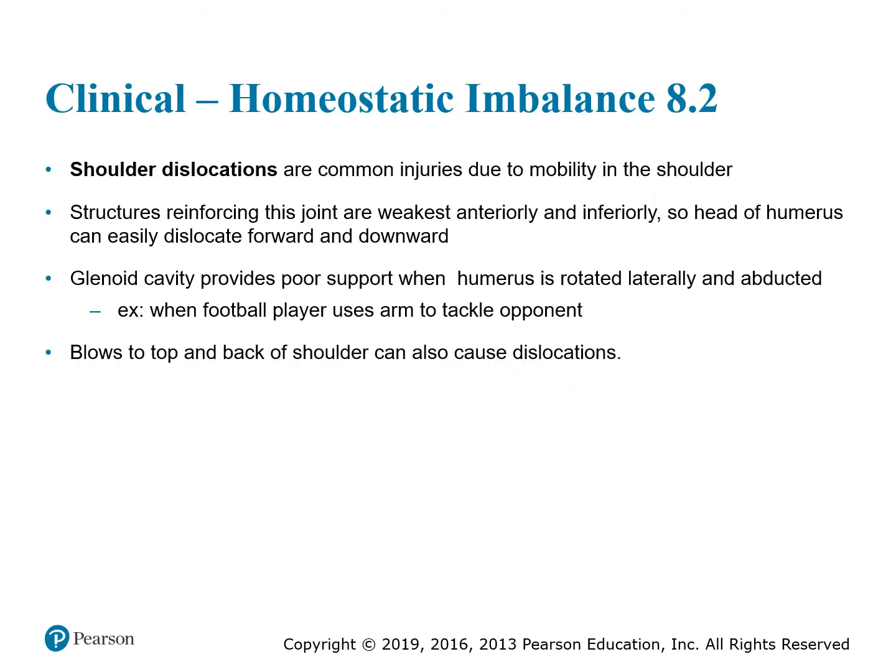Clinically, we see shoulder dislocations. They're quite common due to injuries from overmobility of the shoulder. The structures reinforcing this joint are the weakest anteriorly and inferiorly. So the head of the humerus dislocates forward and down. The glenoid cavity provides poor support when the humerus is rotated laterally and abducted. For example, when a football player uses his arm to tackle an opponent, it is very vulnerable. Blows to the top and back of the shoulder can also cause dislocations.